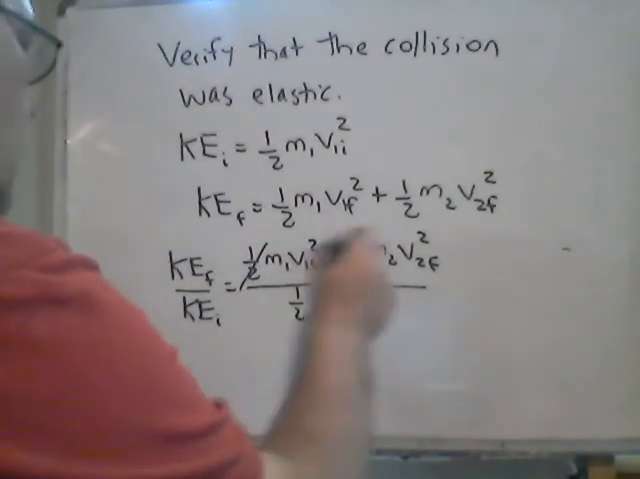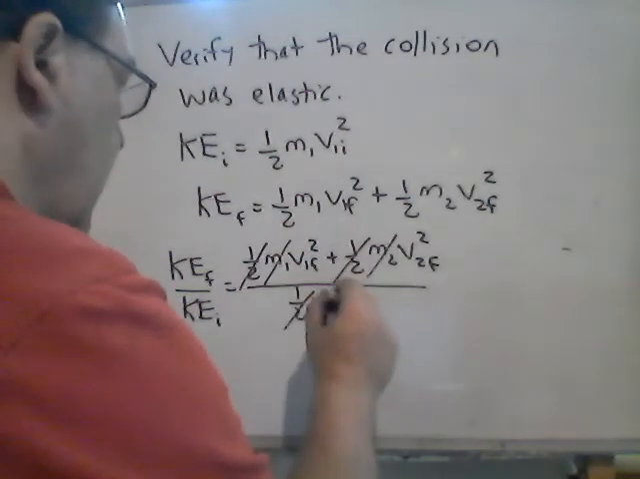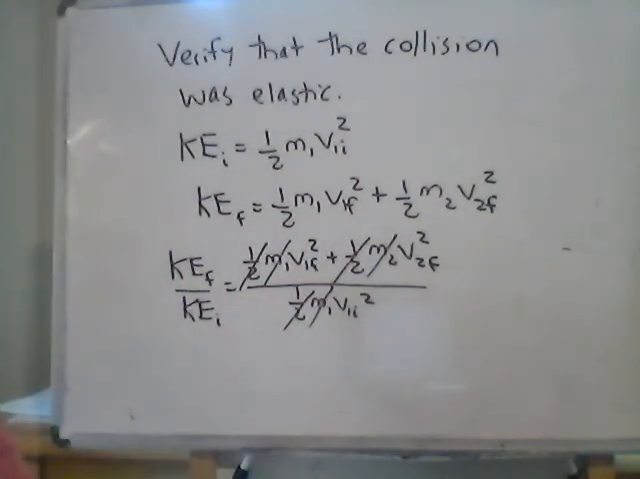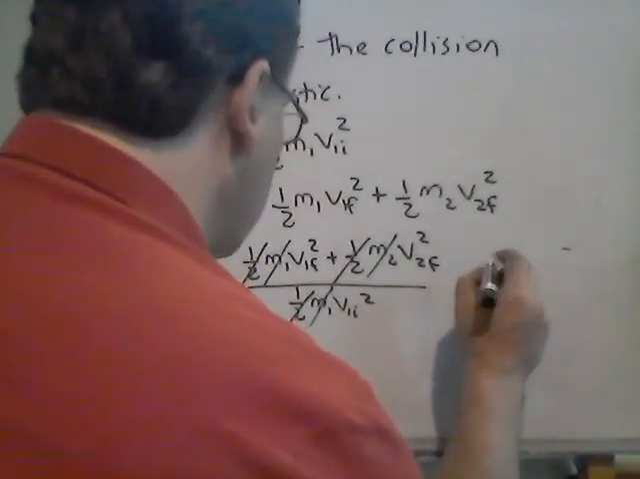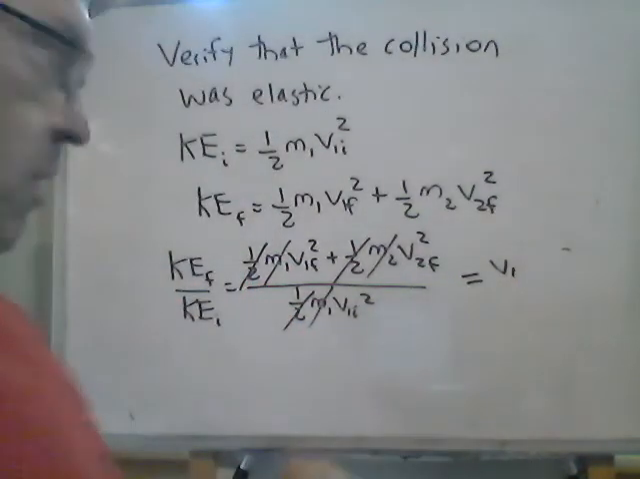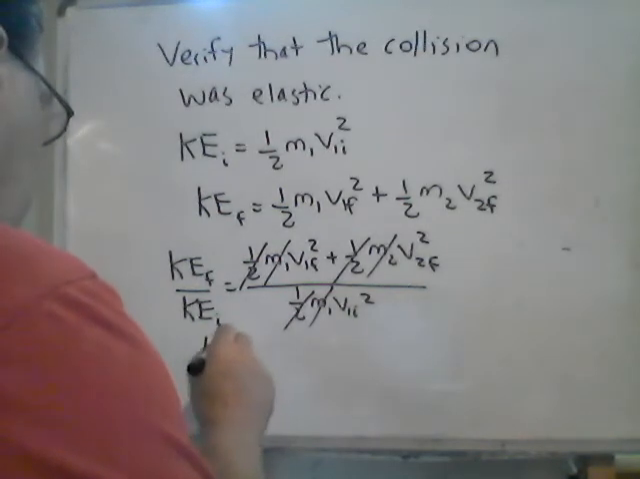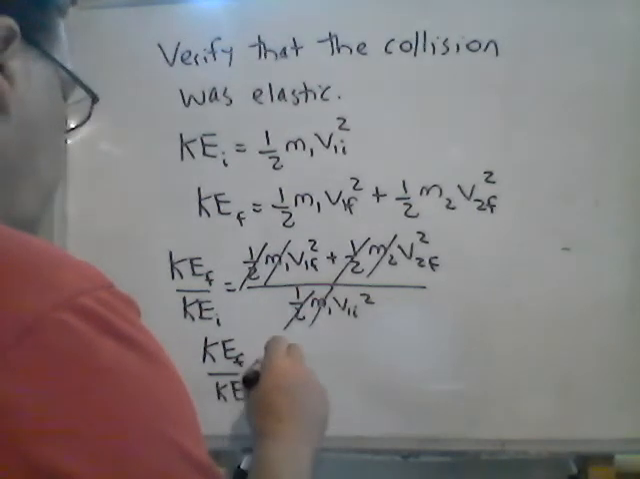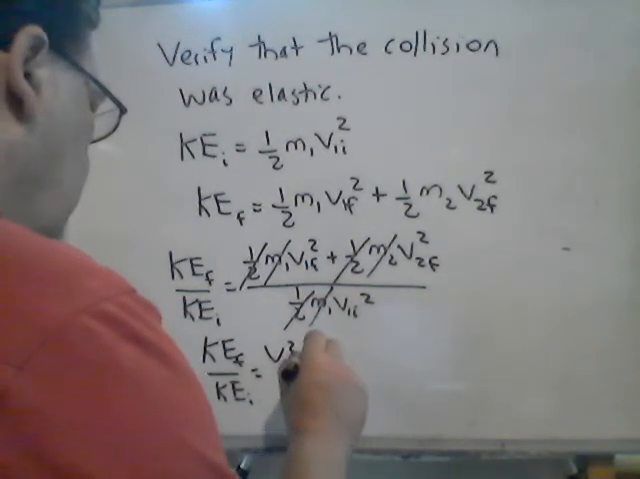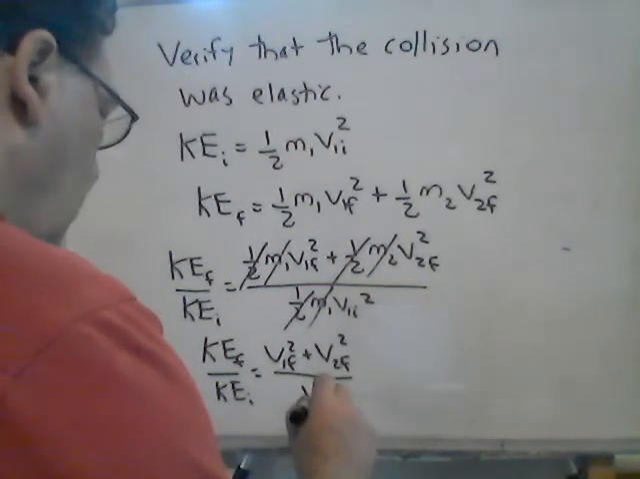All my halves clearly cancel out, but remember, the pucks are all identical. All their masses are the same, right? So again, I can cancel out the masses, and I know m1 equals m2. So this ratio becomes something much simpler. Let's write it down here. The ratio of kinetic energy final over kinetic energy initial just becomes v1f squared plus v2f squared over v1I squared.